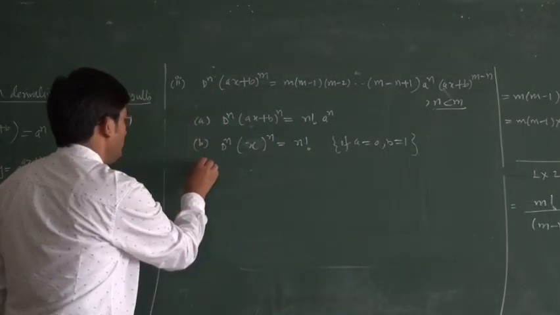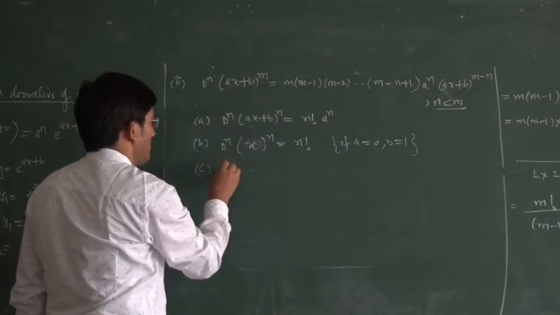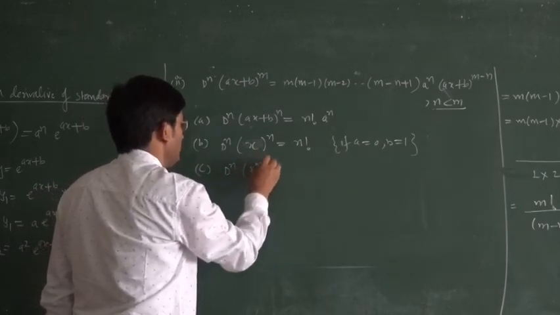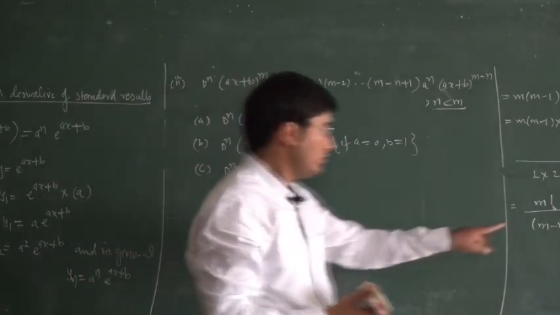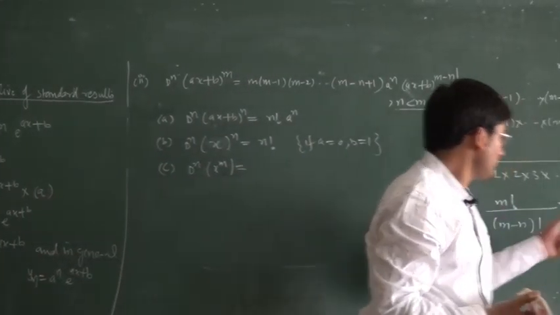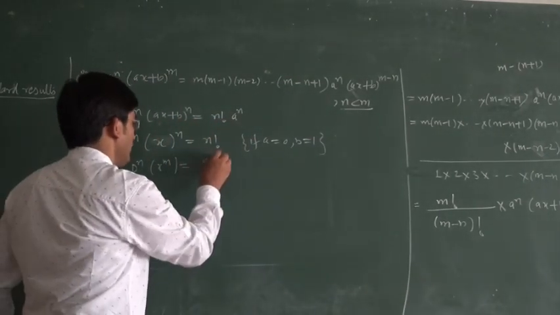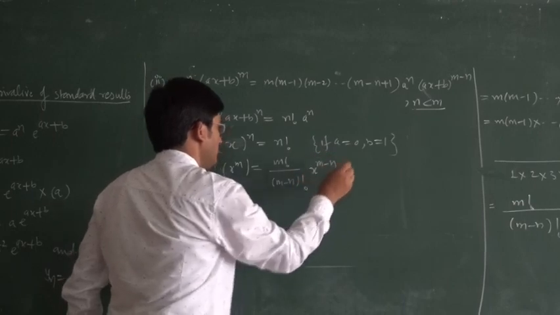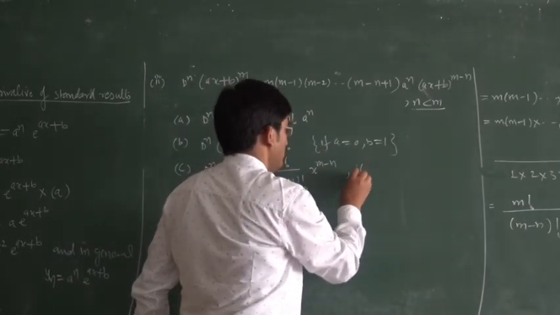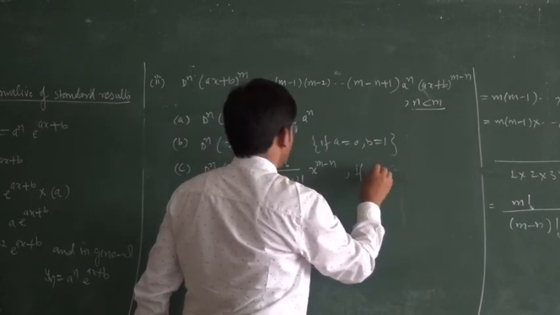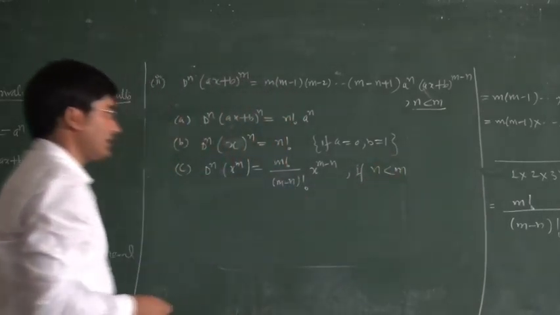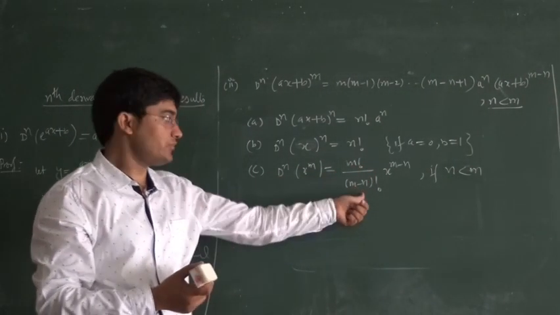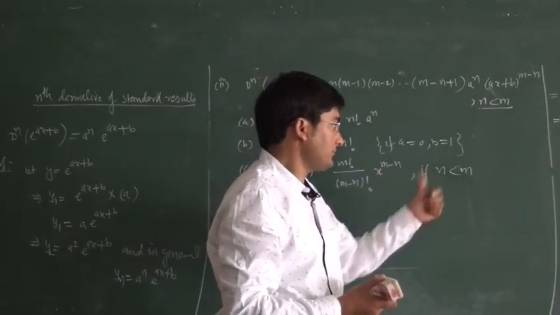Okay, the third one. If a is 1 and b is 0, then the nth derivative of x power m will be factorial m upon factorial (m minus n) into x power (m minus n), and this is when n is less than m. So if n is less than m, then the nth derivative of x power m will be factorial m divided by factorial (m minus n) into x power (m minus n).